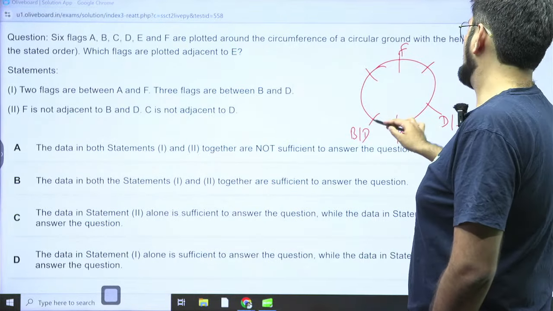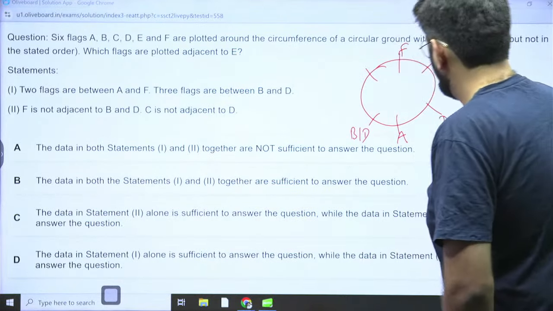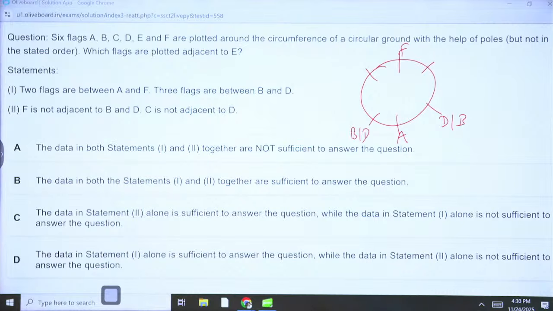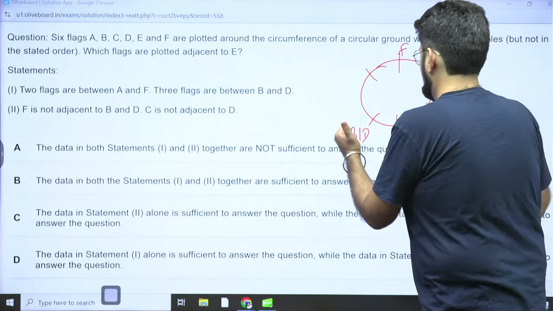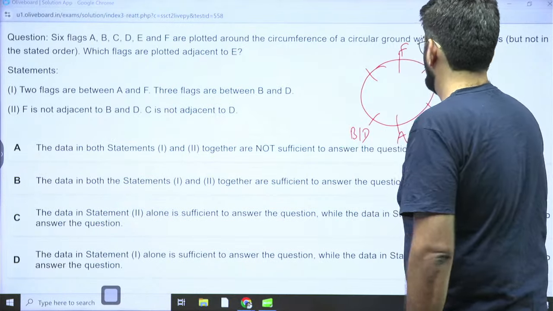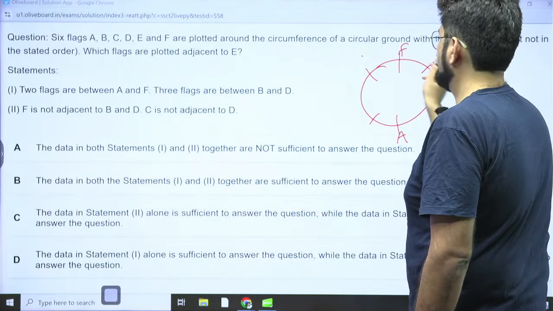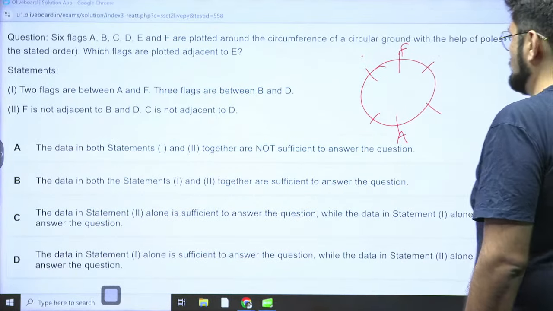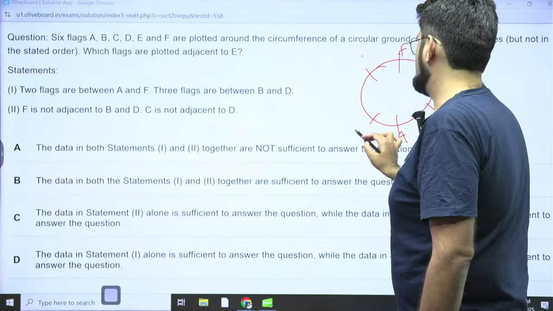Okay. To have 3 at one end, will there be any other possibility? 1, 2, 3. Yeah, they can be here also. Not necessarily they are here. They can be here as well. F is not adjacent to B and D. That means this is it. Now we know.